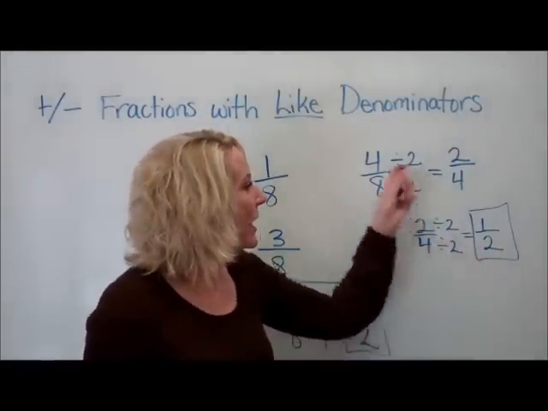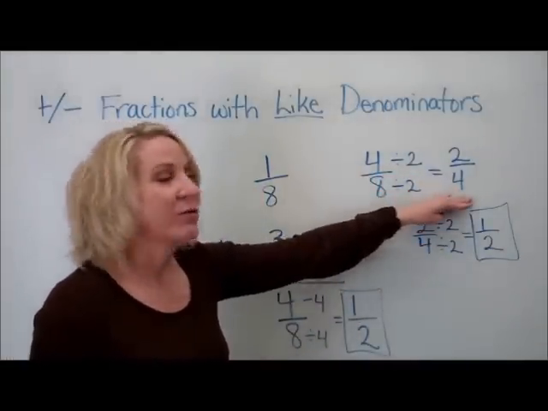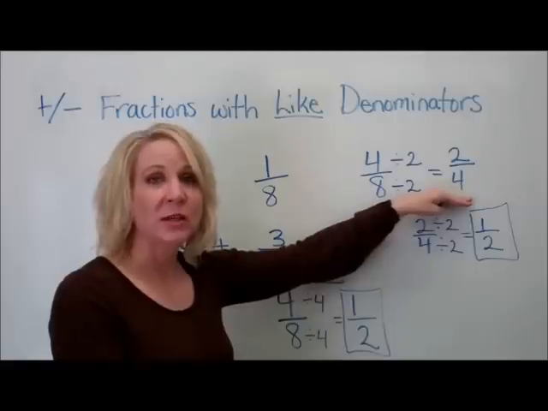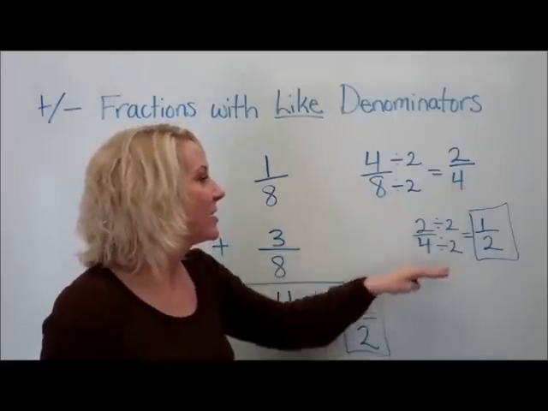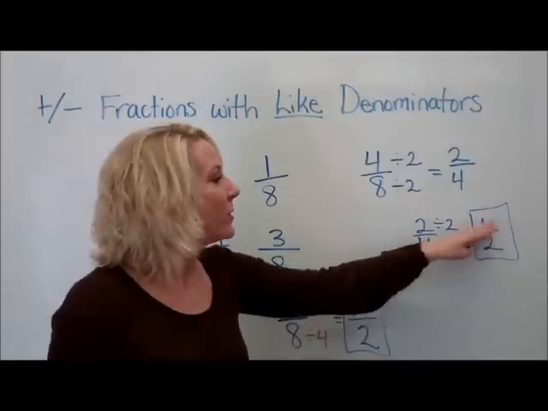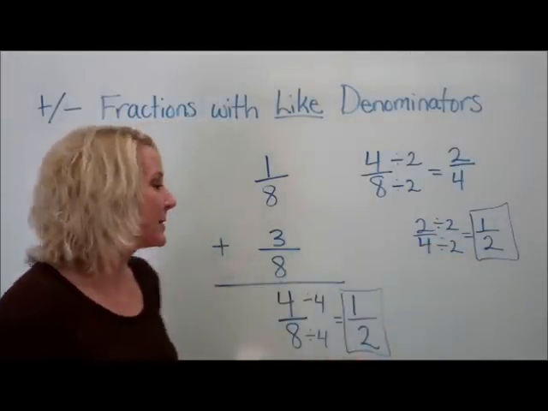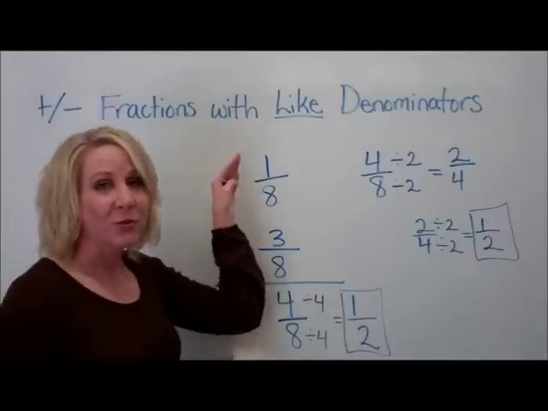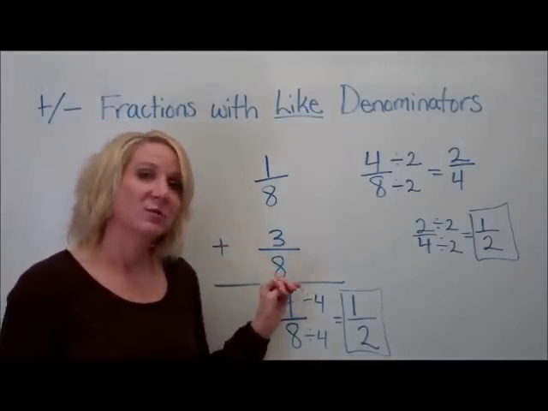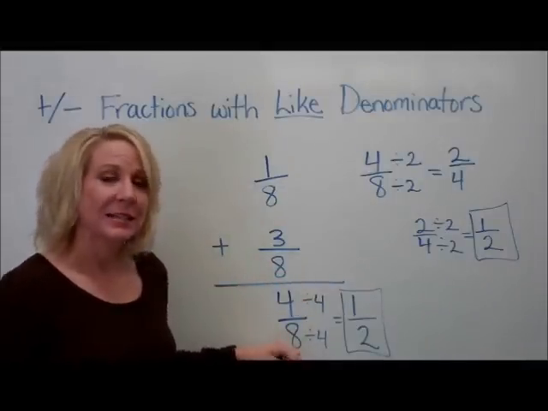So again, we have to keep reducing sometimes. If you start with a number that gives you a fraction that can still be reduced, meaning there's still a factor that can divide into both of those numbers, you just keep going until the only common factor the two numbers have is 1. That is what you need to check for after you add or subtract fractions with like denominators. Always check to make sure that your answer is in simplest form.